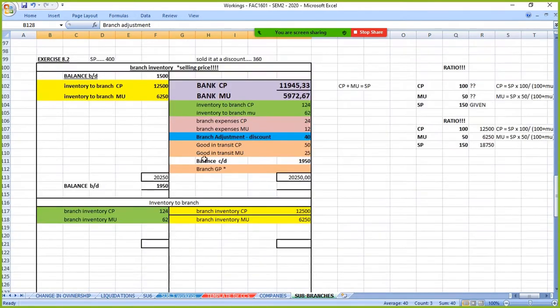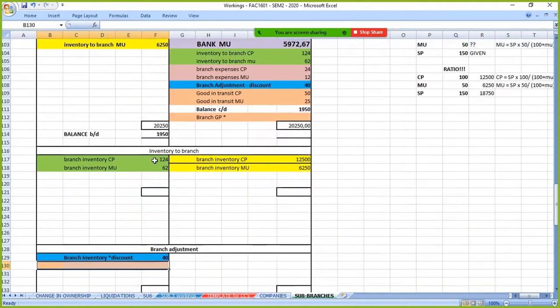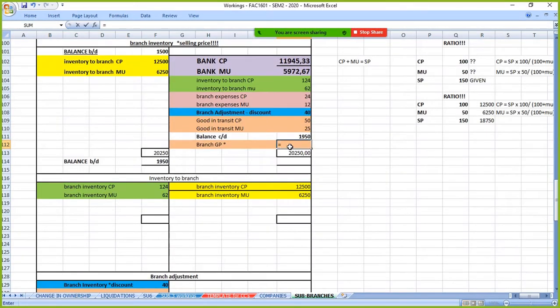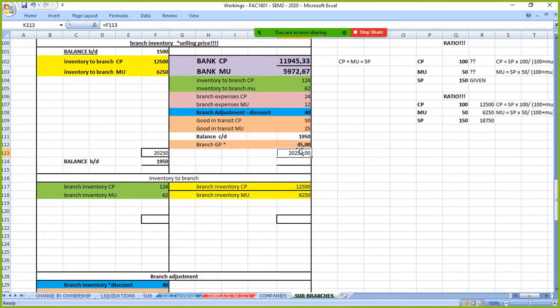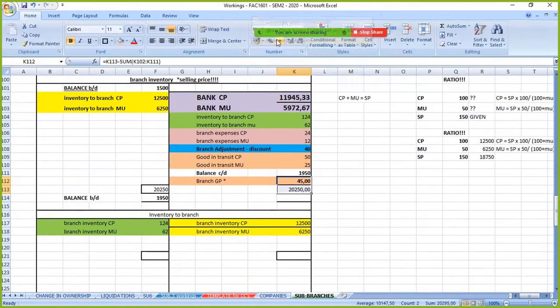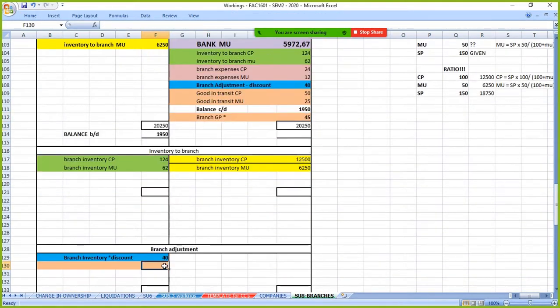So when there are things like this, the inventory account has, this would be a credit, so this would have a debit. So the balancing figure here is equal to this minus the sum of all of that. There, 45, yeah. Get rid of the decimals. All right, so that's 45. Branch adjustment, 45. Branch inventory.